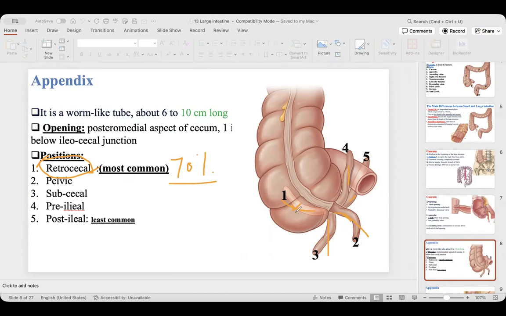But we have many other different positions, like the pelvic position, subcecal below the cecum, or in front of the ileum or behind the ileum, pre-ileal and post-ileal, and the least common is post-ileal. So the most common position of the appendix is retrocecal, and the least common is post-ileal.